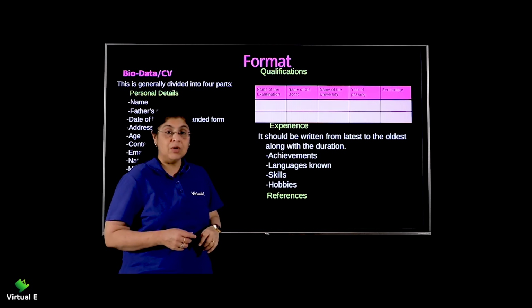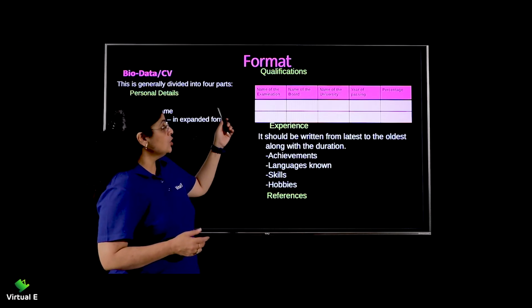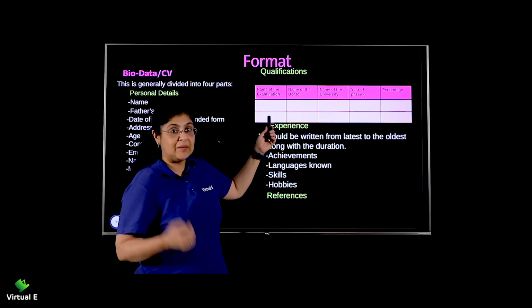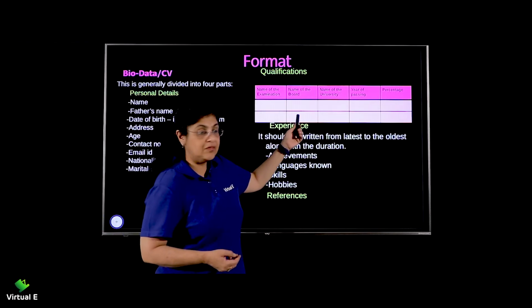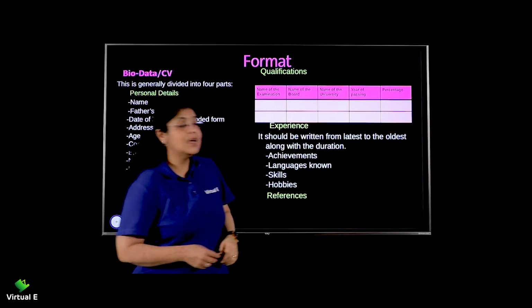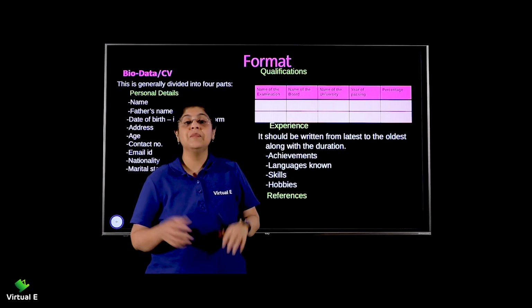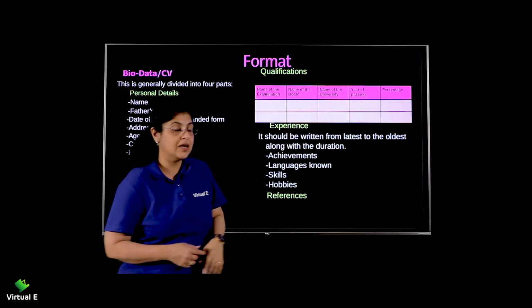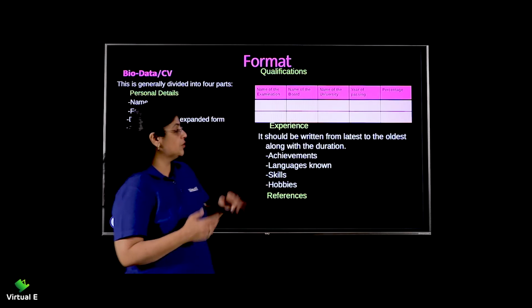Then you have to send in your qualifications as well. So name of the examinations, all the different examinations that you have appeared for, name of the board, name of the university, the year of passing and the percentage that you secured. Whatever you scored, you have to write that.